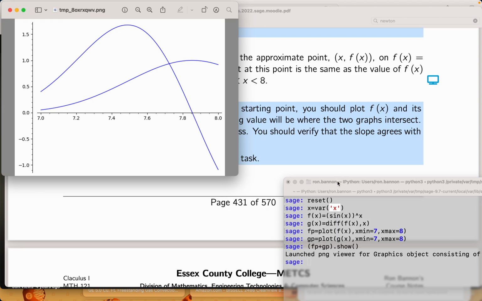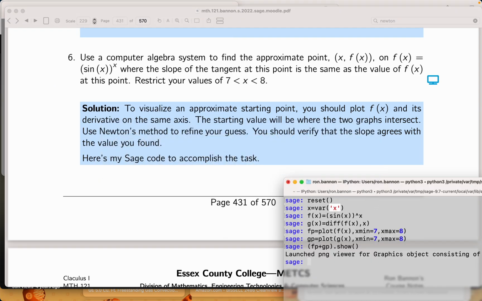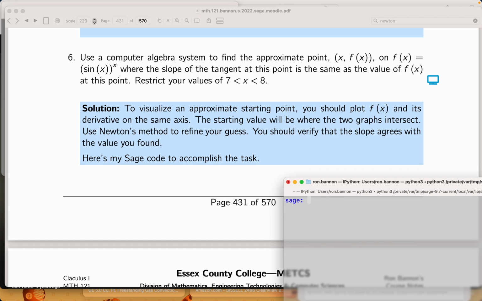I'm going to clear the screen now. Let me get rid of the graph and go back to my terminal, and I want to talk about what I need to do now. I need to find a point of intersection, and a point of intersection is where f of x and g of x are going to equal one another. So I'm going to define a new function, because I'm going to use Newton's method, I'm going to call it h of x, where I'm looking for the roots, and h is f of x minus g of x.